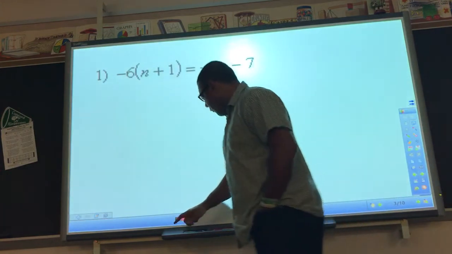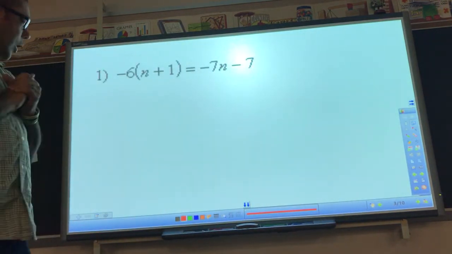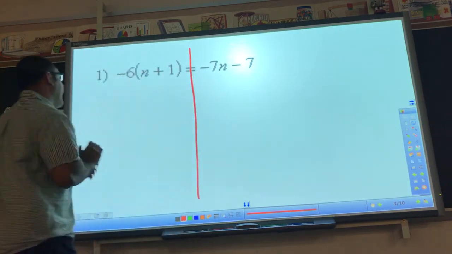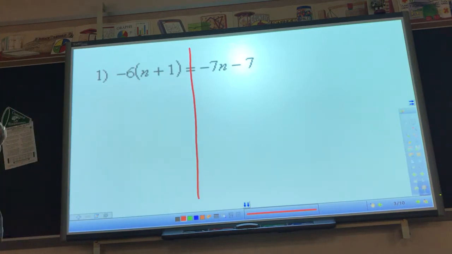And you've actually seen a few of these on one of those worksheets that I gave you. Now here's our first one. We have negative parentheses n plus 1 parentheses equals negative 7n minus 7.